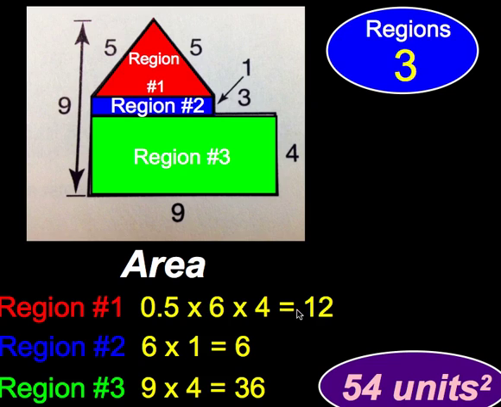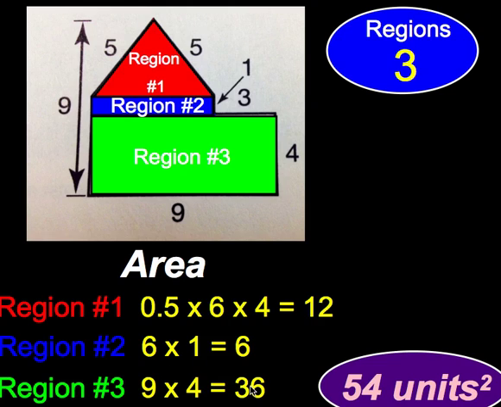I then calculate the area of region number 2. Region number 2 had a base, or a length, of 6, and it also had a height, which was 1. So 6 times 1 is going to give me 6. Last but not least, the region of the rectangle down here on the bottom. The bottom here has a dimension which is 9, as my length, and the height comes out to be 4. So now 9 times 4 is going to give me 36.